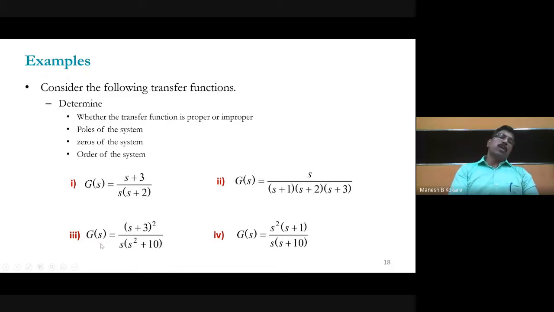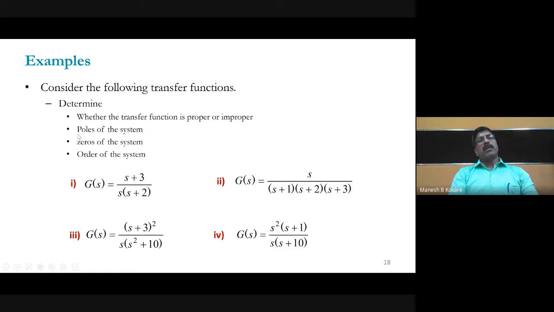Now come to the third example, which is given by g of s equal to (s plus 3) raised to 2 over s into (s square plus 10). If you expand this, the numerator will be s square plus 6s plus 9. So the highest power of the numerator is 2, whereas the highest power of the denominator is 3. So the first answer is that this is a proper transfer function, because the power of the denominator is higher than the power of the numerator.